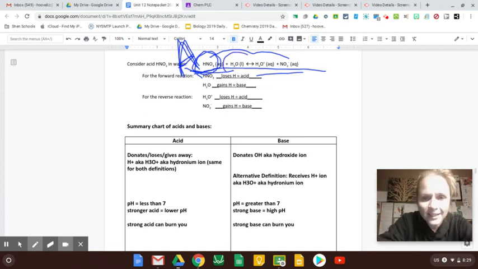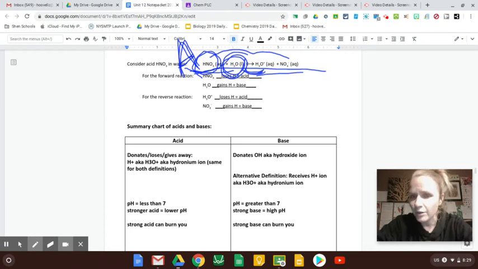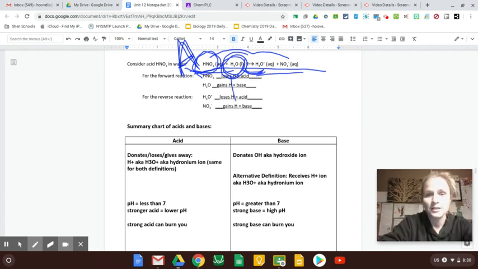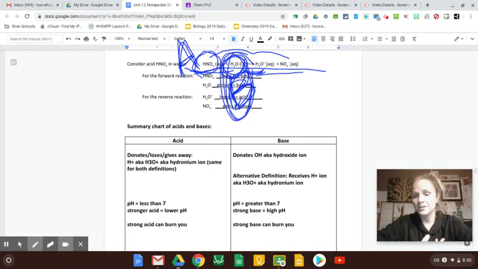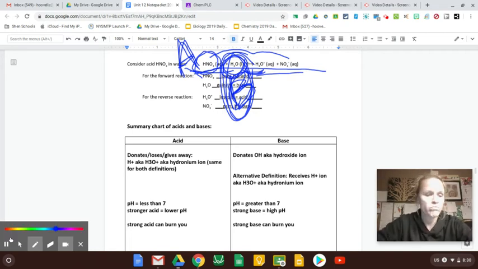Now, what is this? It was H2O. It didn't become NO3. It must have become H3O. So if it was H2O and it became H3O, it must have gained an H, and that's what bases do. So here, the water is the base. Actually, under this definition, even water in certain circumstances can act like a base.